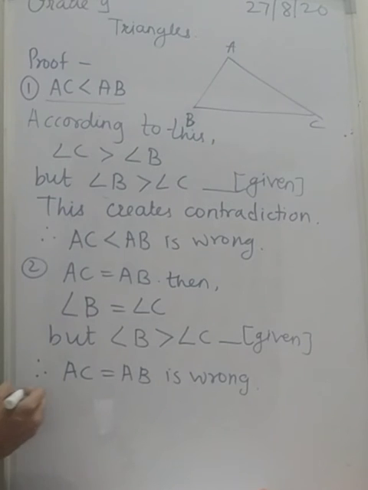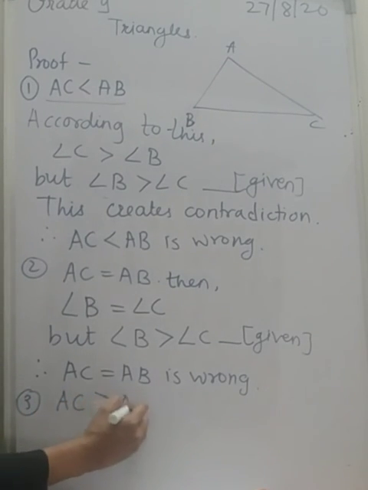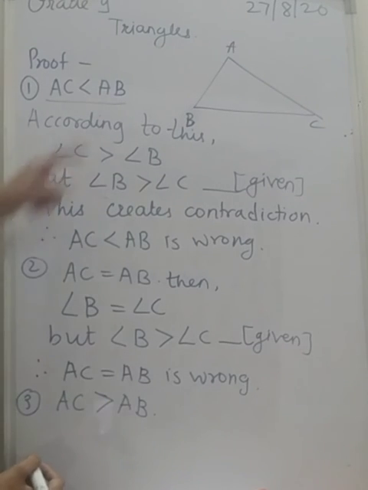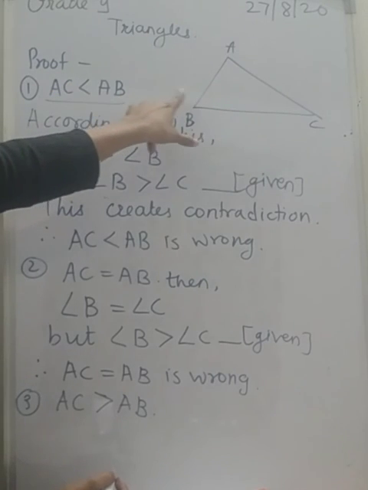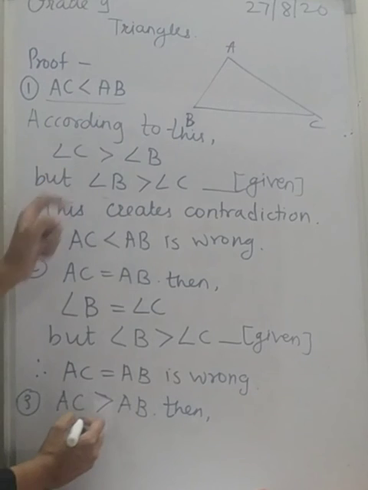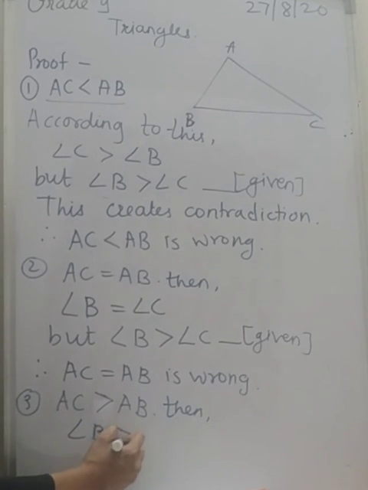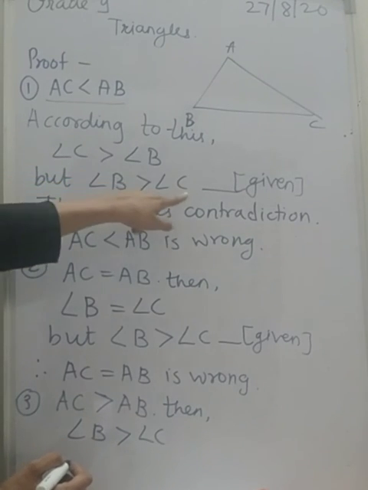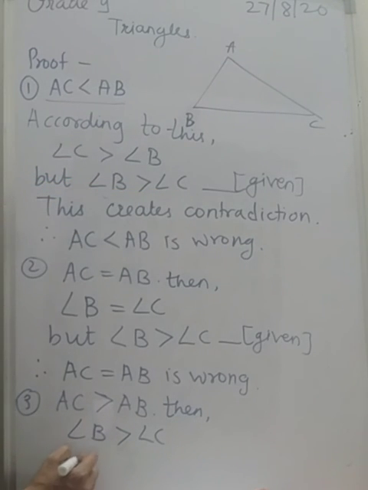Okay, now what is the third thing? It is AC greater than AB. Now according to this, AC is bigger, which means angle B should be bigger. Yes, angle B is greater than angle C, and that is the given thing, right? So therefore AC greater than AB is right.